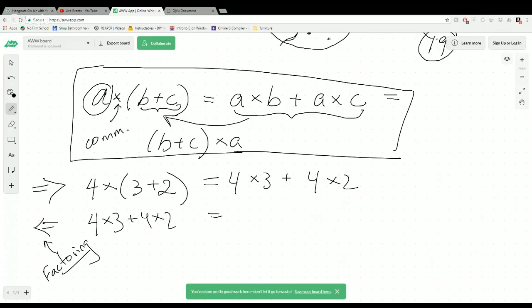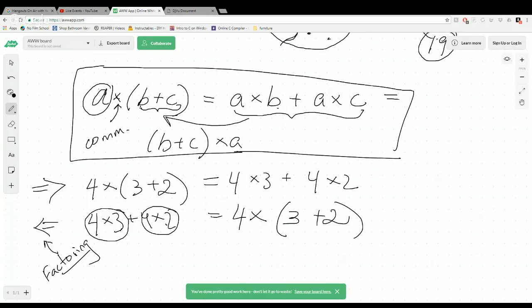Let's do that. I take out my a, which for me here is the 4, times, and then in parentheses, what am I left with from this group? I'm left with the 3, right? There's that b, the 3. Plus, what am I left with from this group after I take out the 4? Well, I'm left with the 2. There it is. And that's factoring. Okay, keep working backwards from the distributive property.